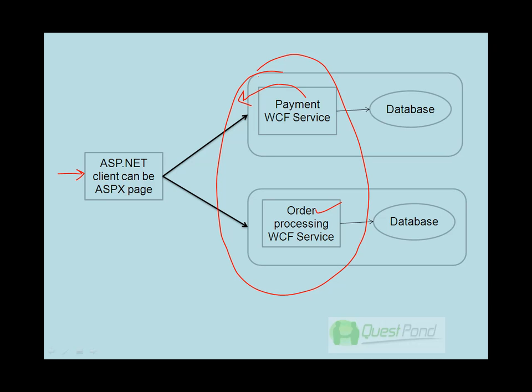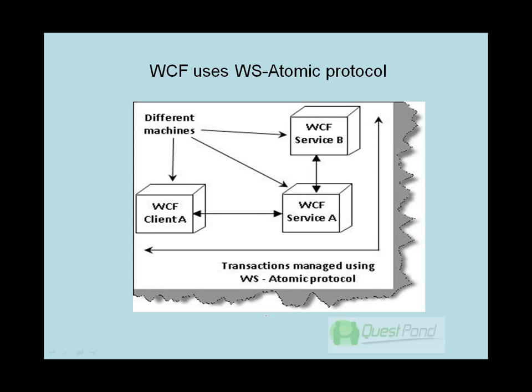Okay. Now that we know the context in which we need WCF transactions, we will move ahead and try to understand what kind of protocol WCF transactions use internally. WCF follows WS-star specifications. WS-star specifications are globally approved standards by big companies like Microsoft, IBM, Sun to implement SOA. As per WS-star specifications, to implement transactions we need to use the WS-atomic protocol. So WCF internally follows these standards and uses the WS-atomic protocol.